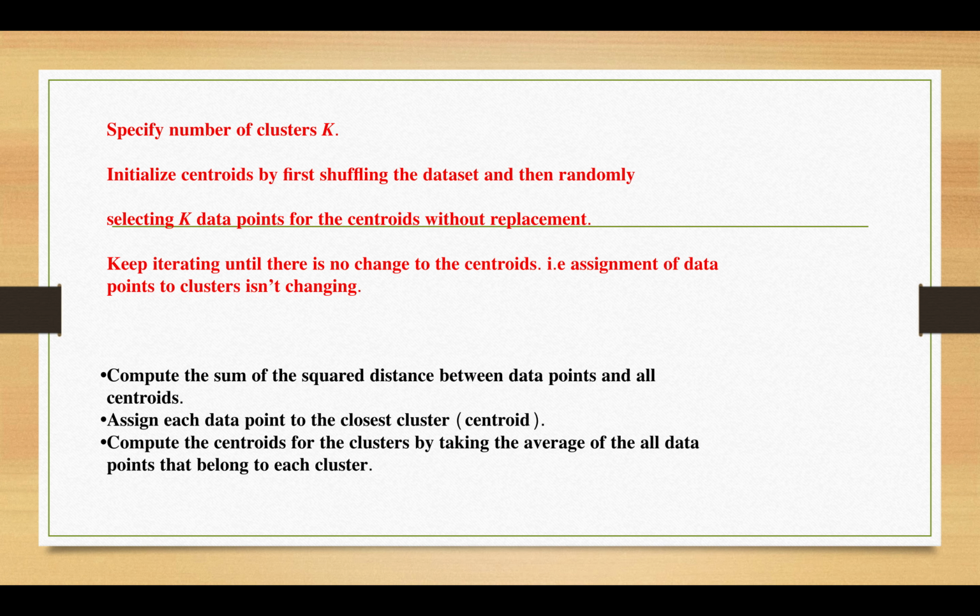If we look at it in a much simpler way, we specify the number of clusters, let's say 4, and next we initialize the centroids by first shuffling data and then randomly. That's how we initialize the centroids. Next we compute the sum of square distance between data points and all centroids. Next we assign each data point to the closest cluster.